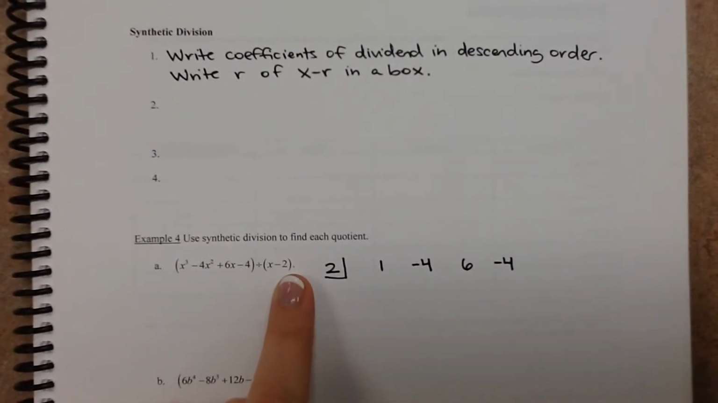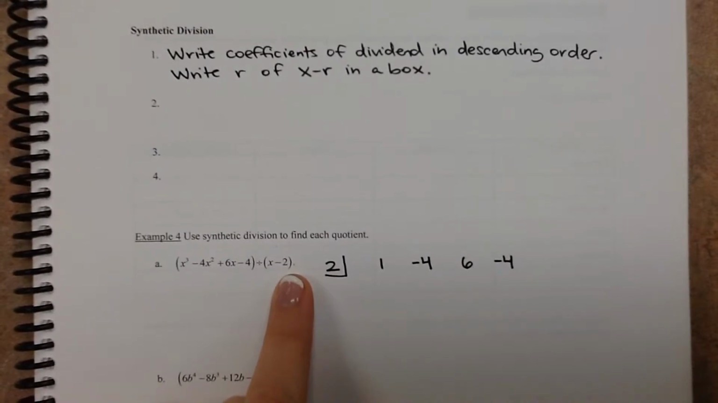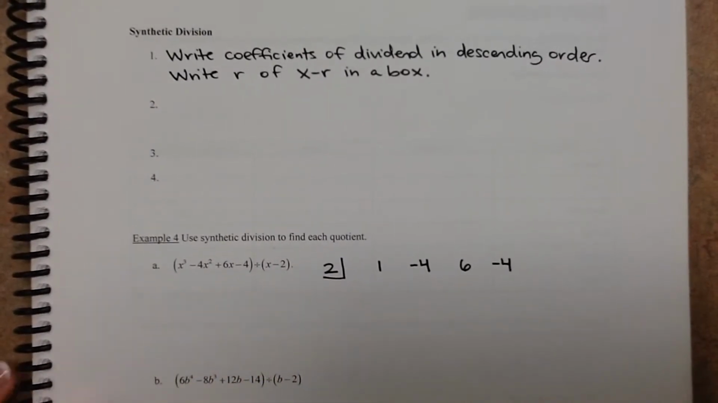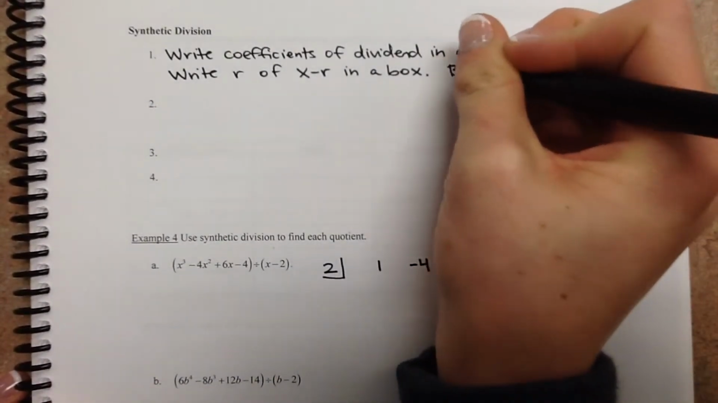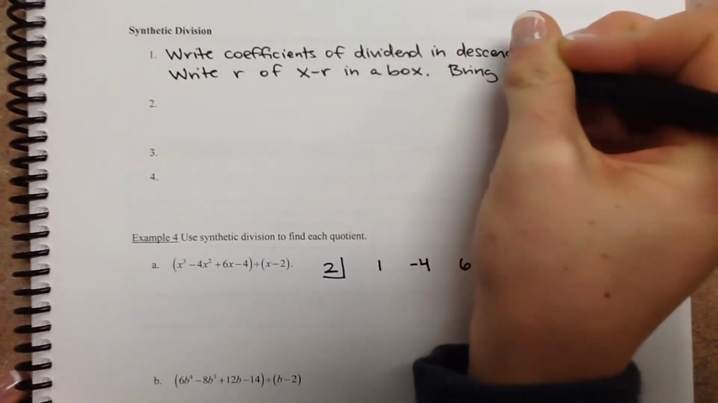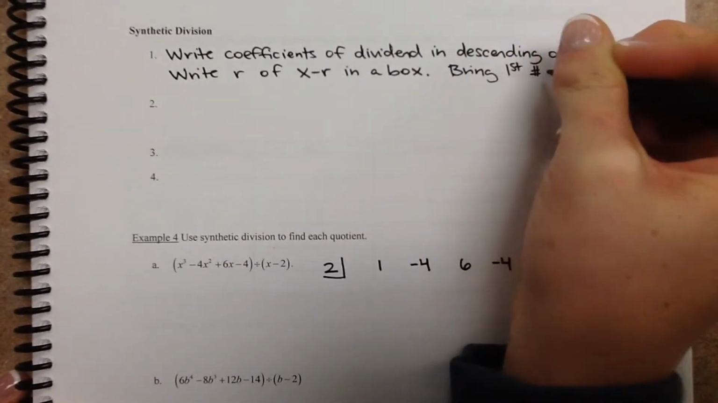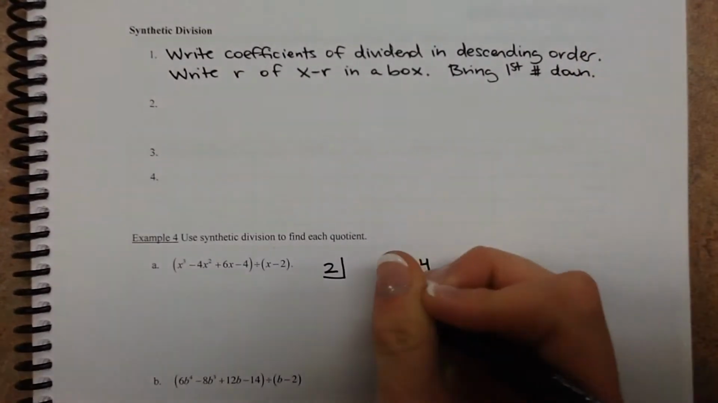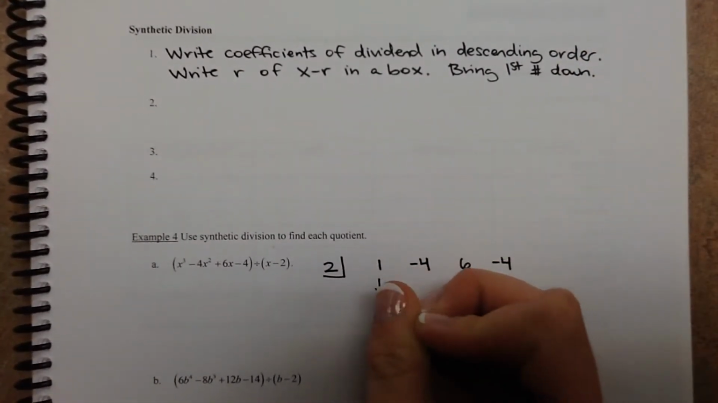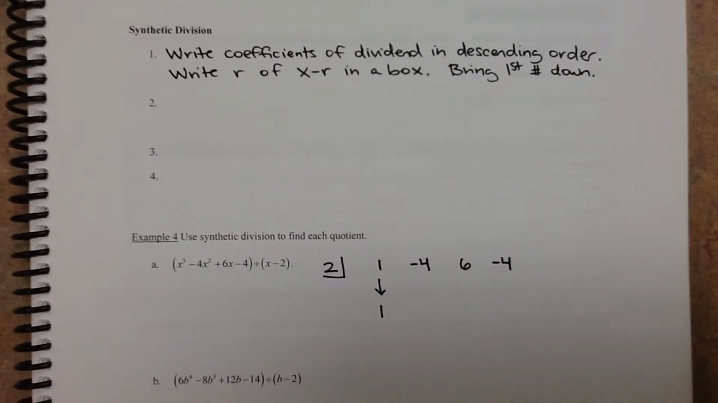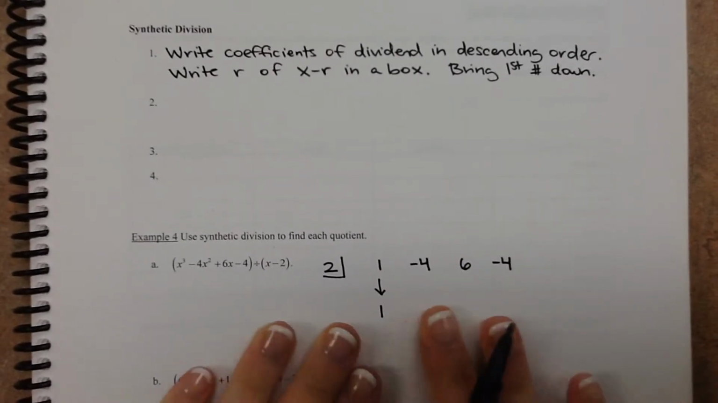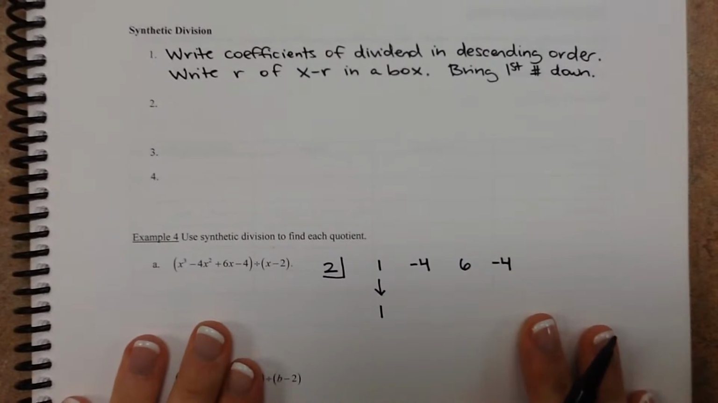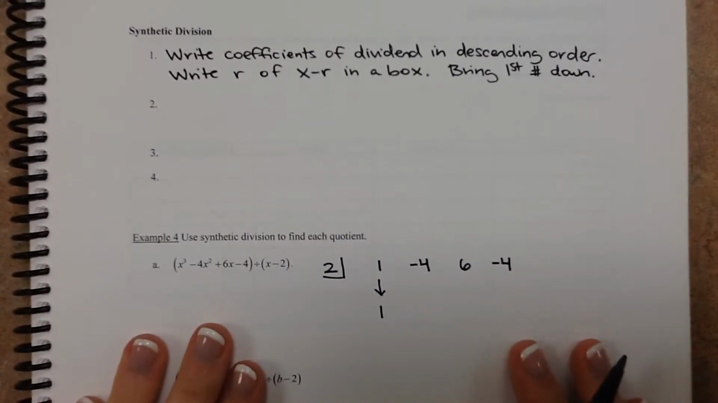Okay, and then the last part of the first step is to bring the first coefficient down. Okay, so bring the first number down. I'm trying to abbreviate as much as possible. So this one just gets a free pass down like that. Okay, so this is like the setup. It's going to look a little bit crazy. Once we get going, I think you'll get the hang of it.